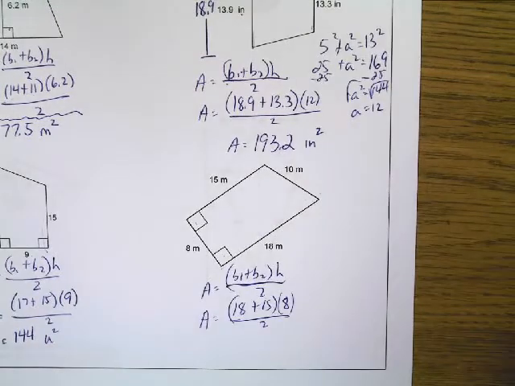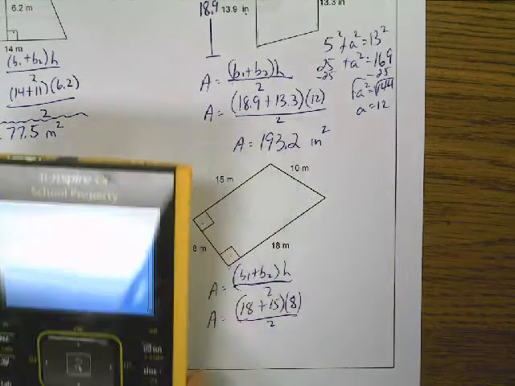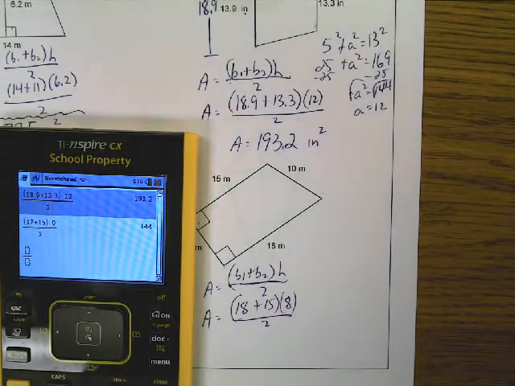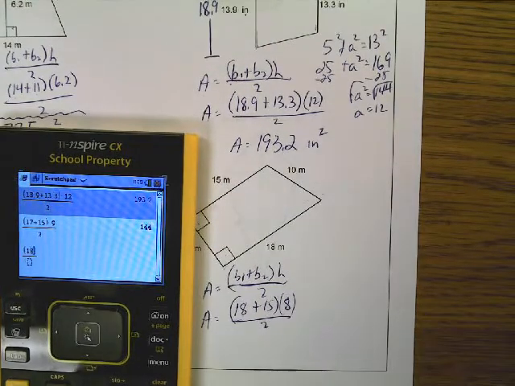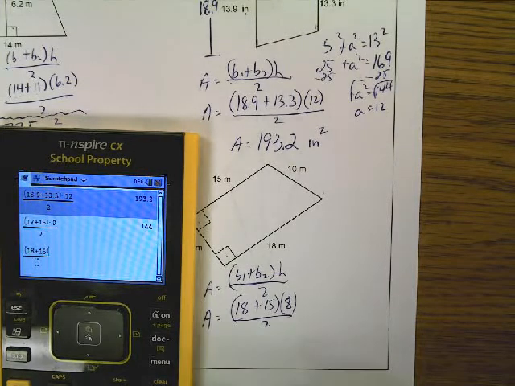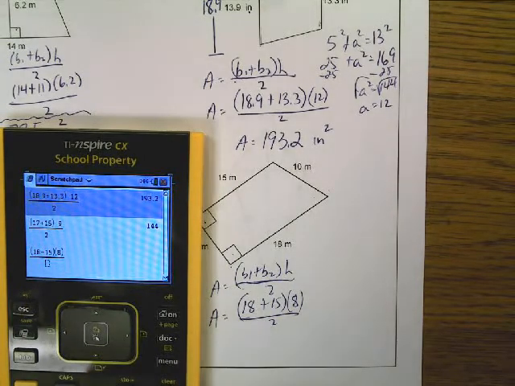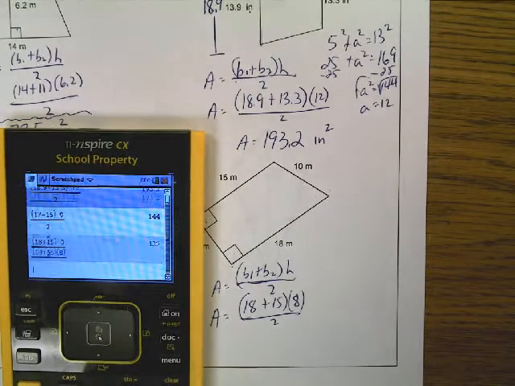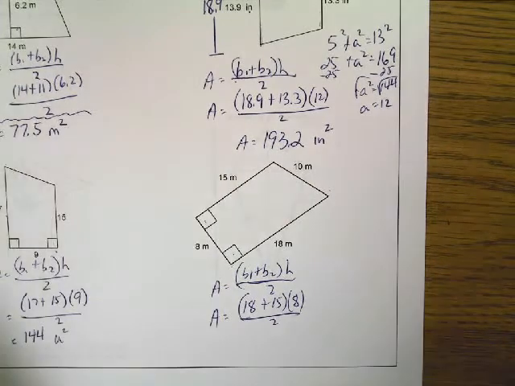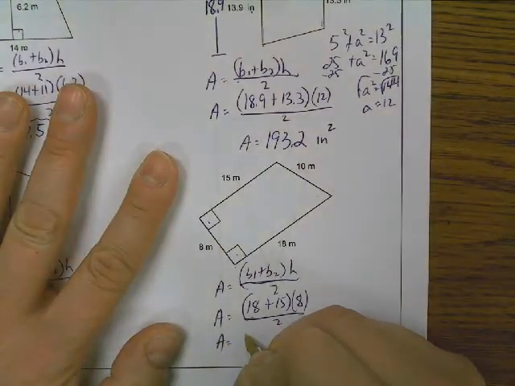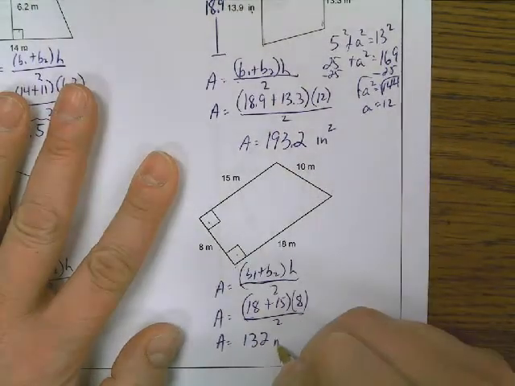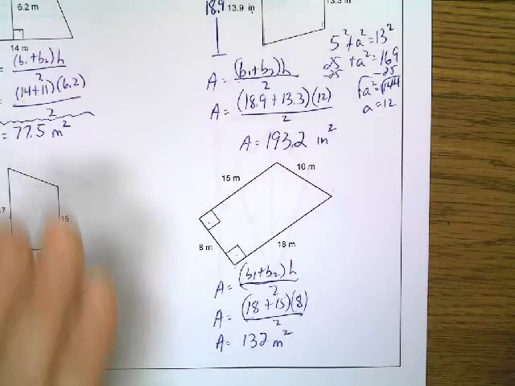Over 2. Type it into your calculator. Control divide, parentheses, 18 plus 15. If you leave the parentheses off, it will give you an incorrect answer. And then times 8 over 2. And you get 132 meters squared.